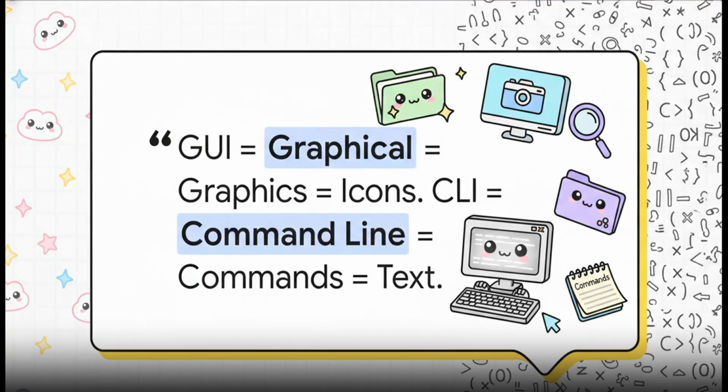If you remember just one thing from this whole explainer, please make it this. This is the key to getting it straight in your head. GUI starts with G for graphical. Think graphics and icons. CLI starts with C for command line. Think commands and text. It's the simplest trick to never mix these two up again.